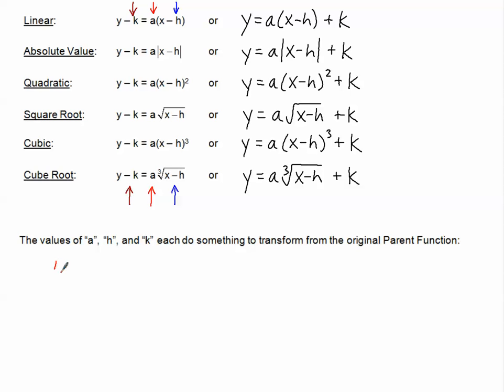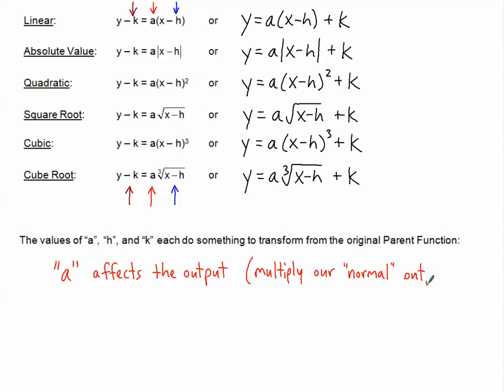Let's list what those things are. A affects the output. That's ultimately what A will do. It affects the output. What we're going to do is we're going to multiply our normal, I'm going to put normal in quotes here, our normal output by A.